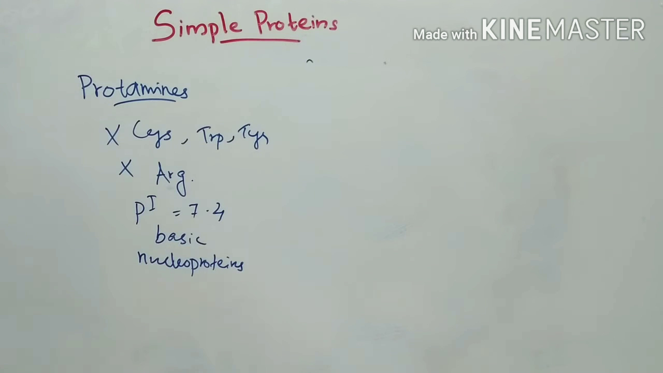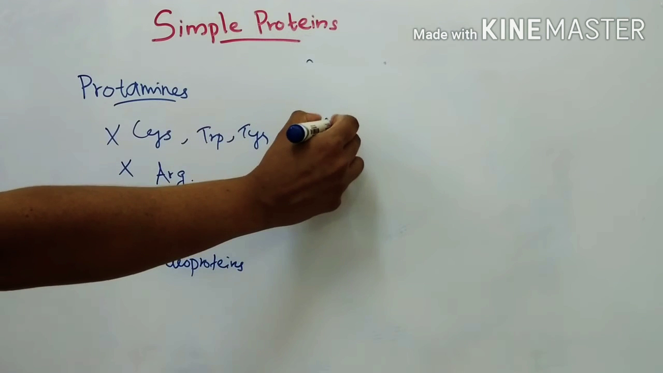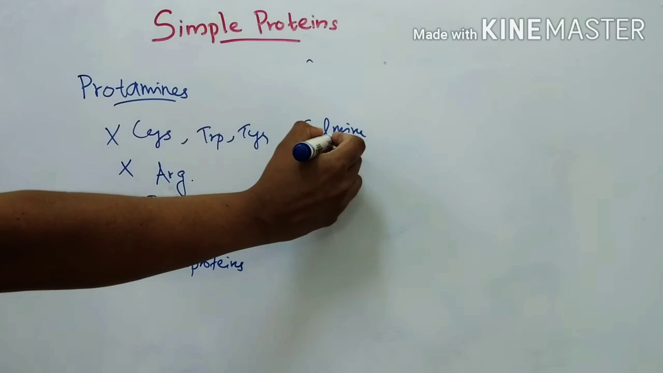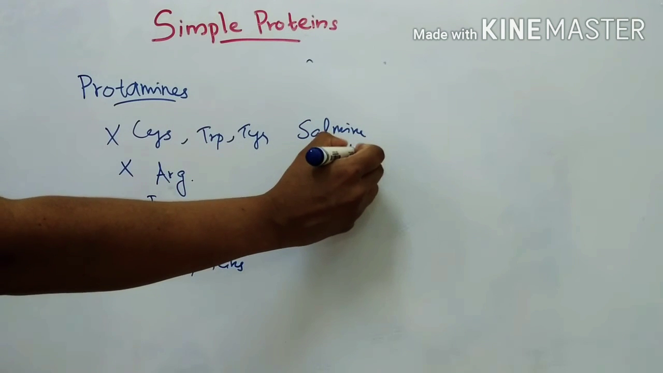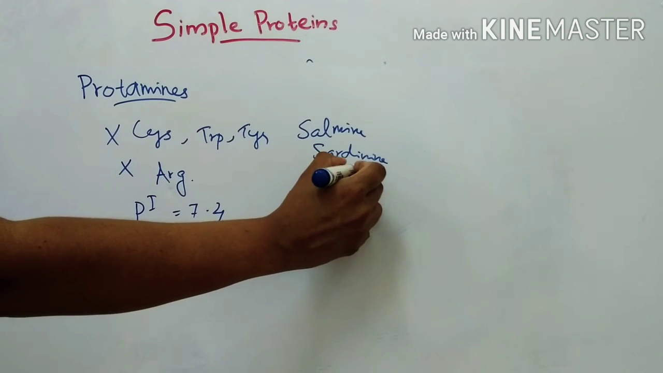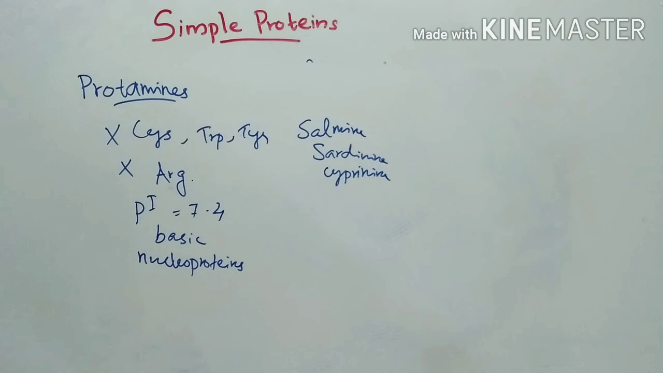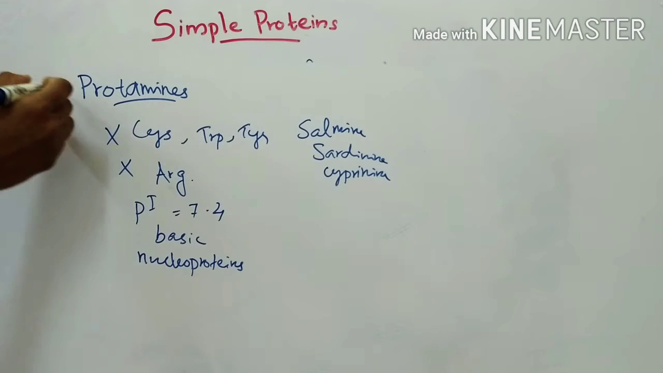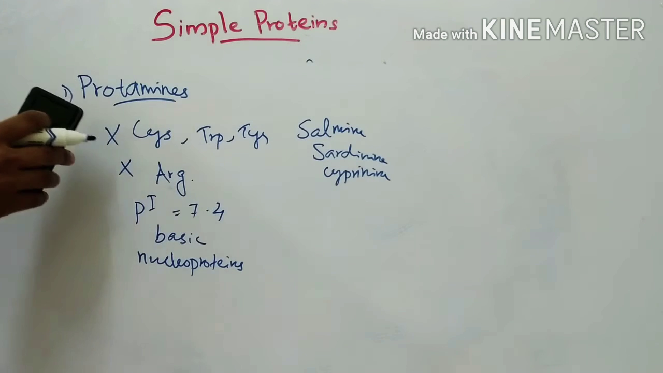For example, salmine, sardinine and cyprinine. These are of fish sperms and testes. So the isoelectric pH is around 7.4 and they exist as basic proteins in the body. They combine with the nucleic acids to form nucleoproteins. That is about protamines.